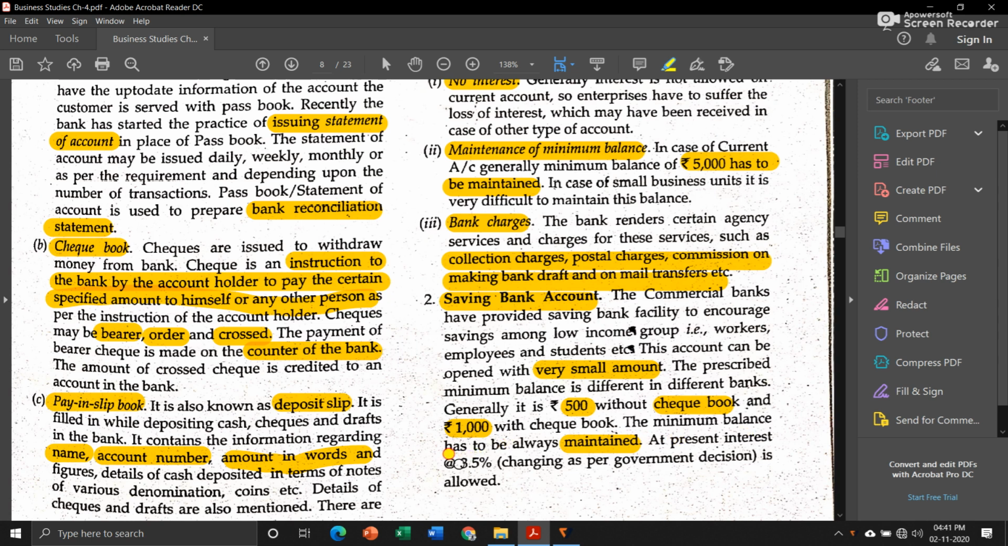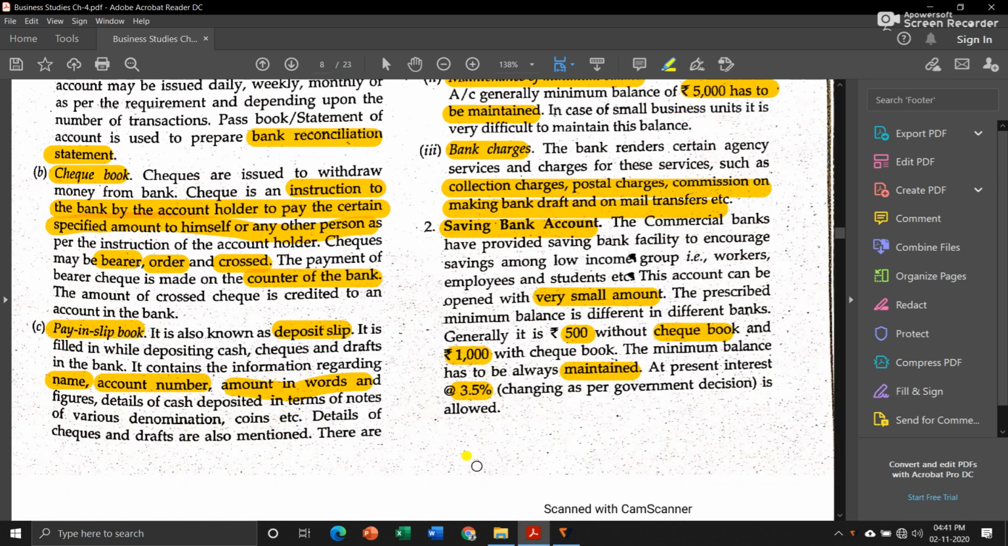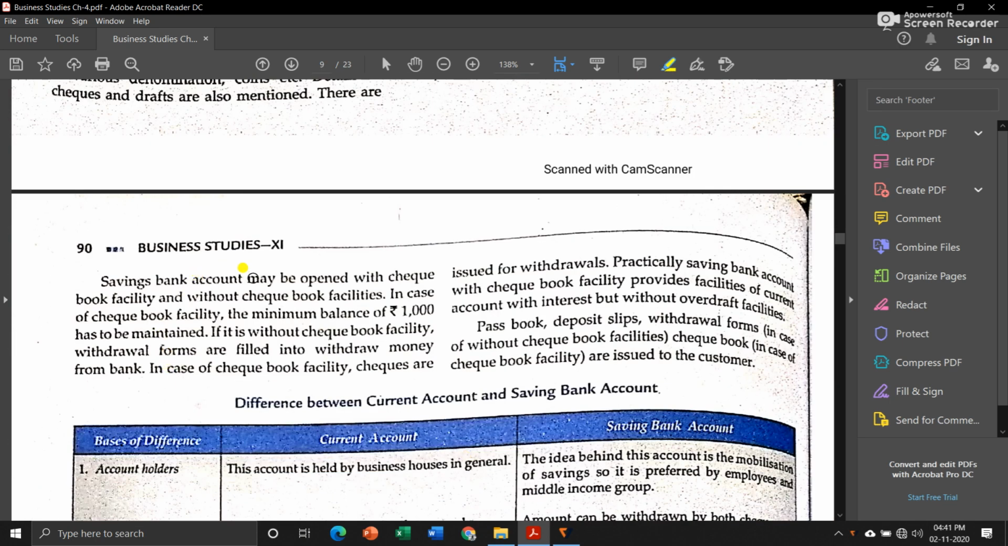At present, interest at 3.5%, changing as per government decision, is allowed. Now this 3.5% is not constant every year. This might change as well, means nowadays I guess it is around 2 point something percent for savings bank. A savings bank account may be opened with checkbook facility and without checkbook facility, means either you can take a checkbook or you can opt for not taking a checkbook. In case of checkbook facility, the minimum balance of 1000 has to be maintained.